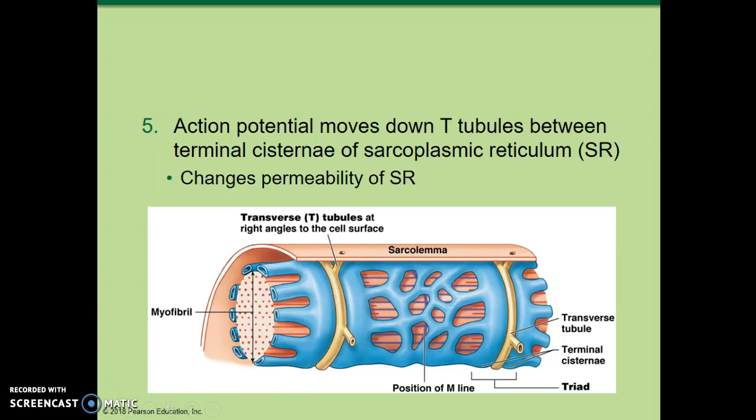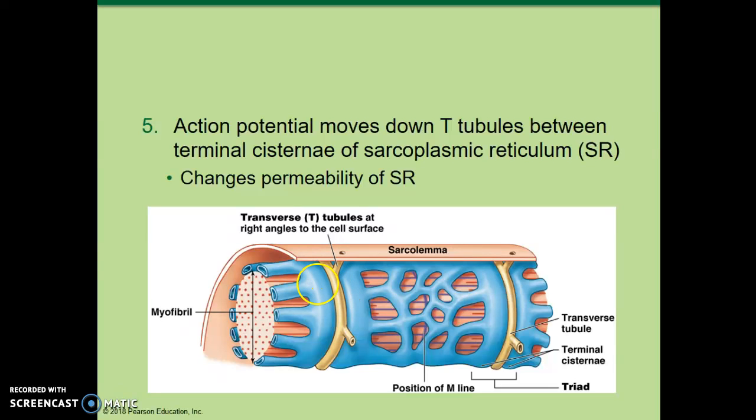The action potential moves down the sarcolemma and into the T-tubules. So the action potential travels here and enters the entire muscle cell, instead of just being on the membrane, by traveling down the T-tubules.